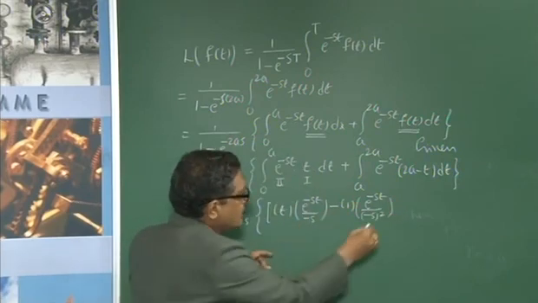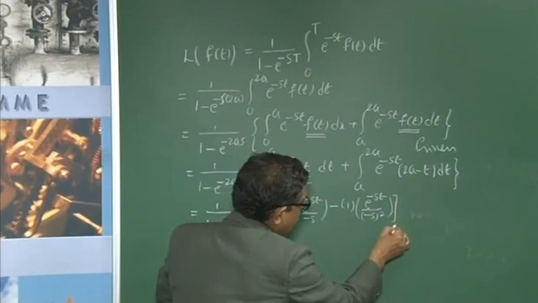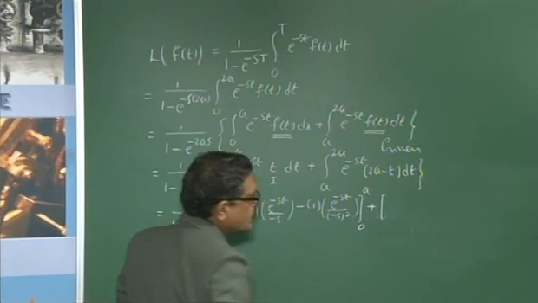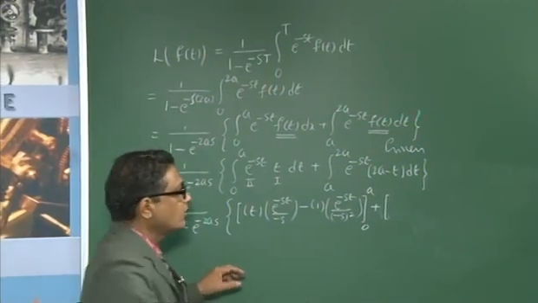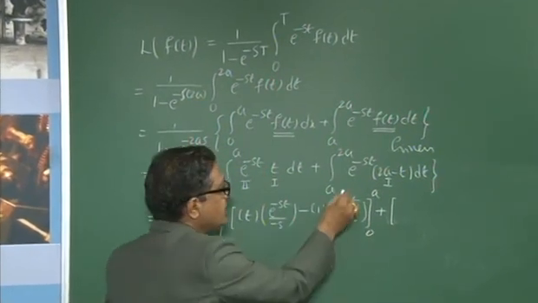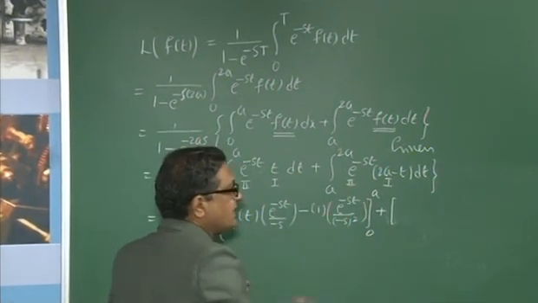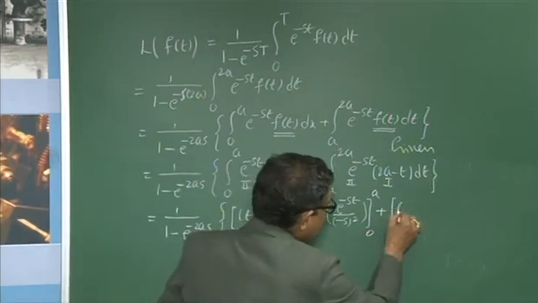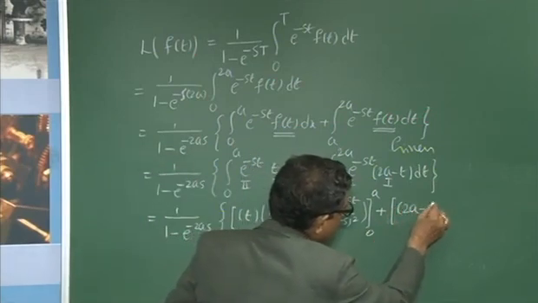Next differentiation is 0, stop here itself from 0 to a. Similarly, the second integral is also a product of two functions. Take first function as 2a minus t, second function as e raised to minus st. Again use the generalized integration by parts.